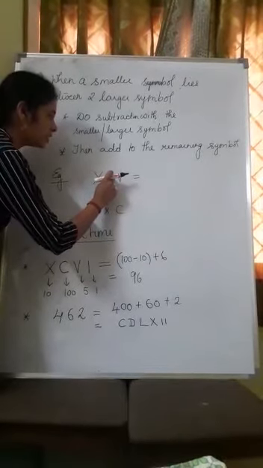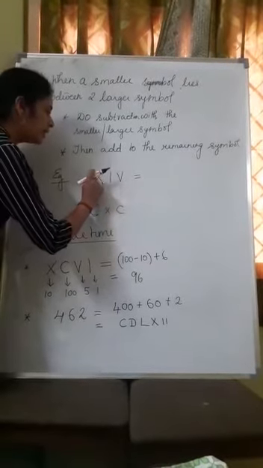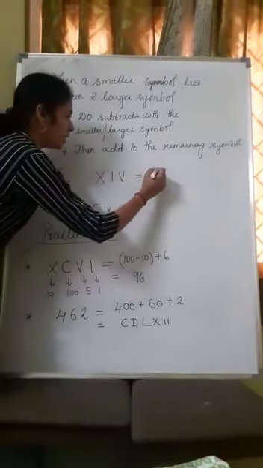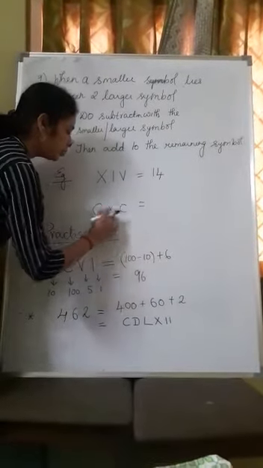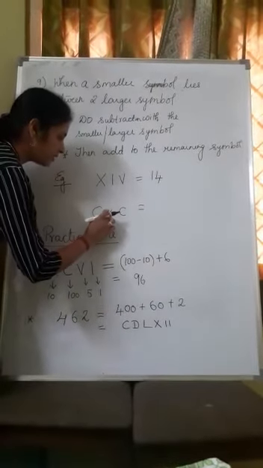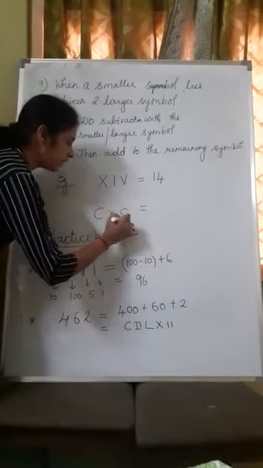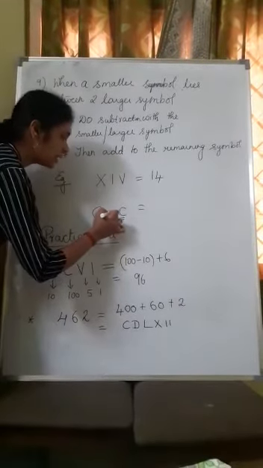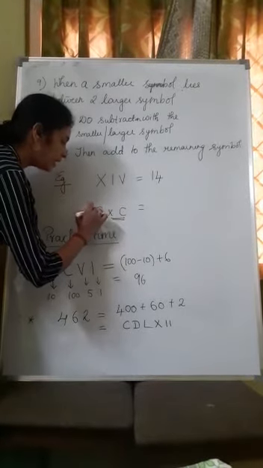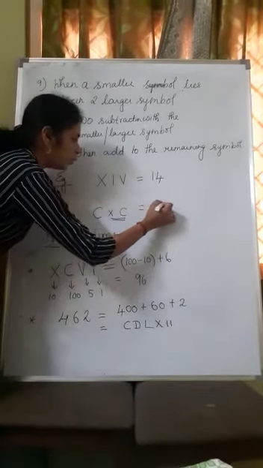5 minus 1 is 4. Then 10 plus 4 is 14. Similarly, you could see here 100 plus 10. This is 100 minus 10. First do this 100 minus 10. 100 minus 10 is 90. Then 100 plus 90 is 190.